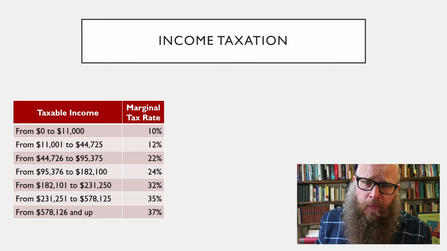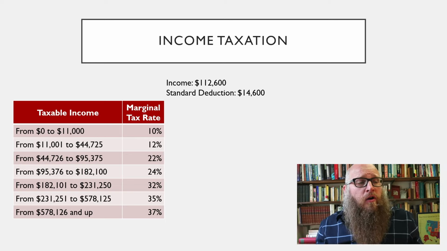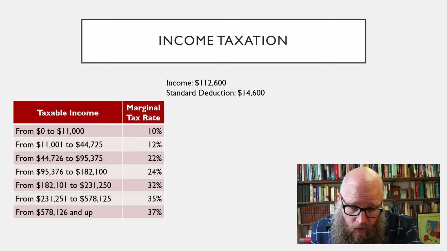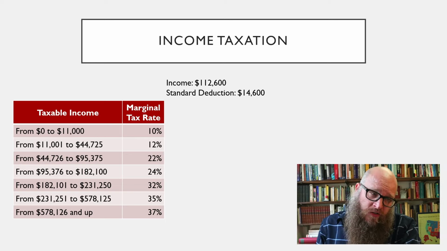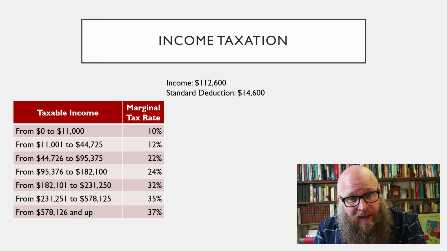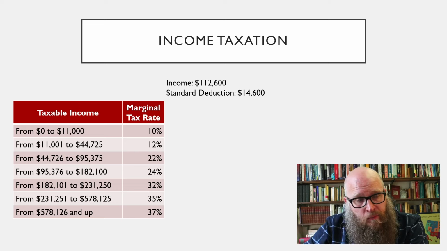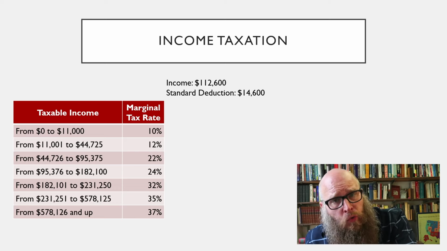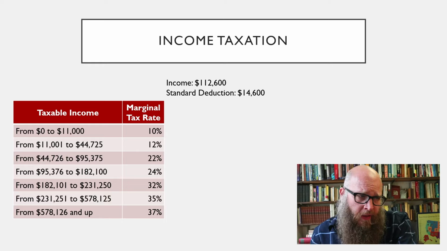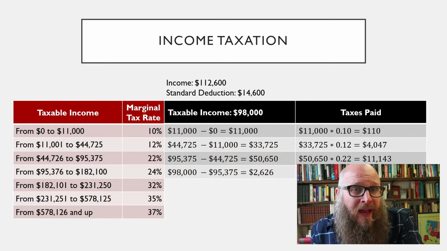Let's go through an example to cement this in. We're going to assume you're doing well. You're making $112,600 a year. We're going to apply the standard deduction. Standard deduction right now is around $14,000. This means everybody gets it. Your first $14,000 go tax-free. Nobody's paying a dime on that. You only start paying taxes after you apply that. That means $112,600 minus $14,600 is equal to $98,000.